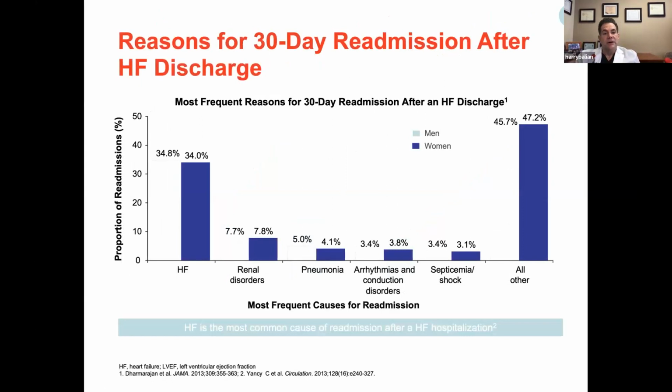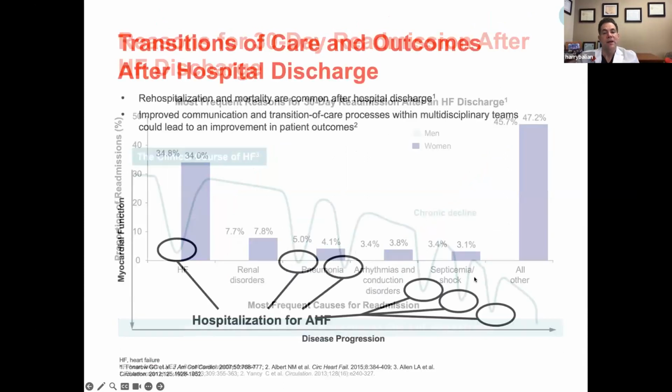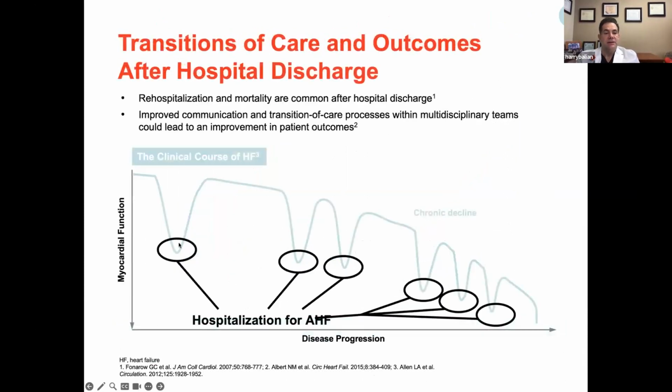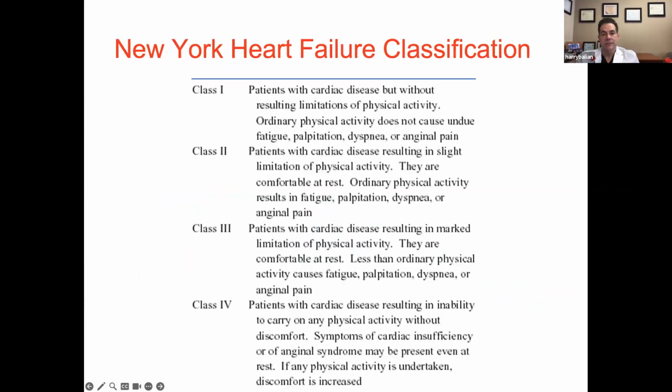The reasons for 30-day readmissions after heart failure discharge: the most common is recurrent heart failure, and other causes could be renal, pneumonia, arrhythmias, sepsis, etc. And again, this is the downward spiral. The more admissions with heart failure, eventually you have a chronic decline to the point where a patient eventually succumbs to their disease process.